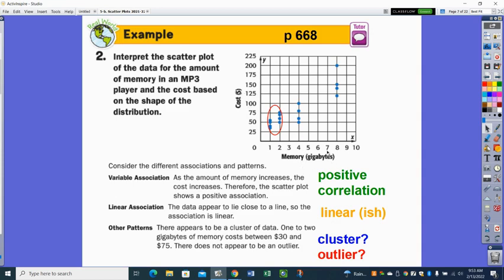And so you have to now interpret it. And they have these words over here, variable, linear. I'm not worried about you knowing that. I'm just worried about you understanding what you have to do. 3 steps. Positive or negative.